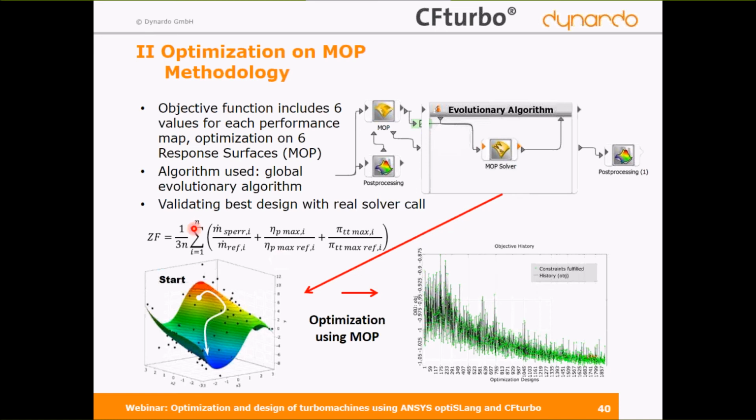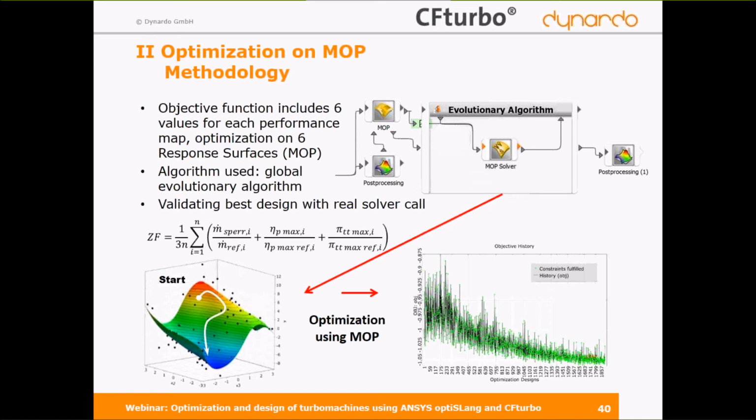So that means for 2 speed lines, in total we have 6 response surfaces, and a global evolutionary algorithm was used for the optimization, and the best design was validated then with a real solver call calling CFD and CFD analyzer. And as I mentioned, this was done within minutes, the optimization on the response surface, and then you can have a look at the results, change again your objective function, and do the calculation on the response surface again.